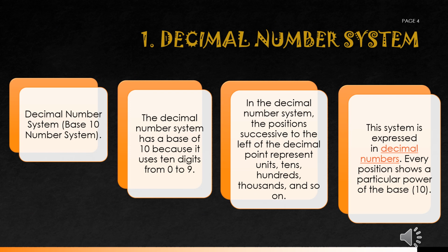1. Decimal number system, base 10 number system. The decimal number system has a base of 10 because it uses 10 digits from 0 to 9. In the decimal number system, the positions successive to the left of the decimal point represent units, tens, hundreds, thousands and so on. This system is expressed in decimal numbers. Every position shows a particular power of the base, 10.